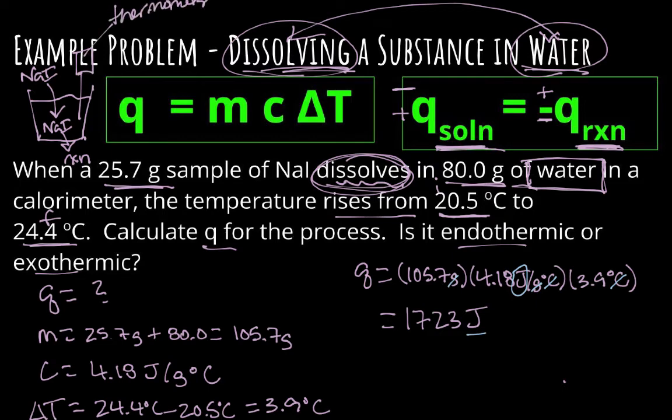So the thermometer is in the solution. Okay, so the temperature of the solution is increasing. So when I solve for Q, because that temperature data comes from the water, this is Q for the solution. Okay, this says what is Q for the process. The process is the reaction. It's what's happening inside the water.